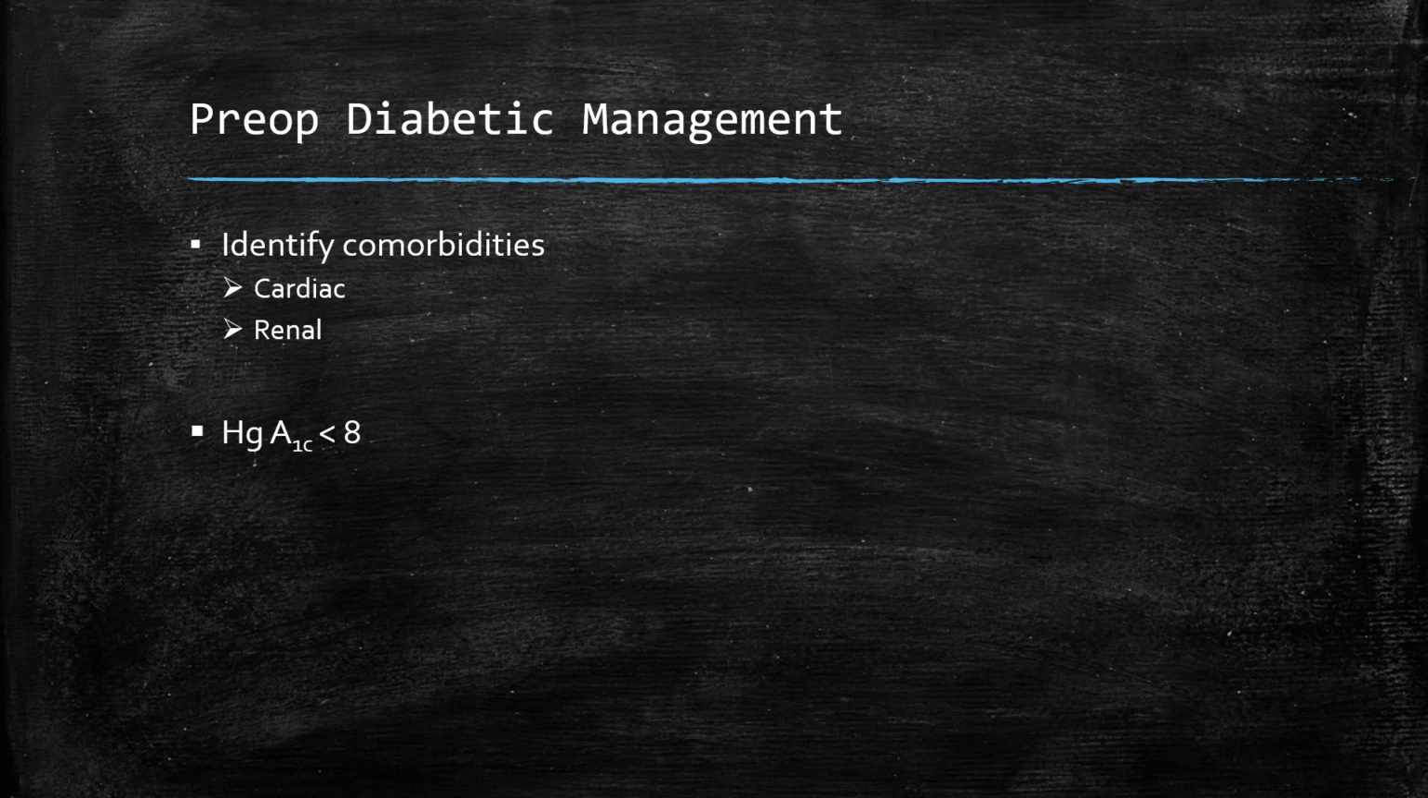The second issue is that diabetics with poorly controlled sugars have a much higher rate of postoperative infections. So in a purely elective case, we would like the patient's hemoglobin A1C to be less than 8. In the postoperative period, we strive to keep the glucose levels under 200, ideally aiming for a level of about 150.